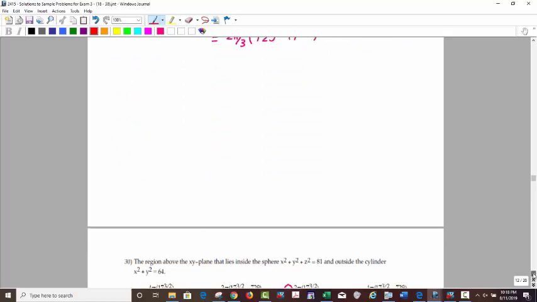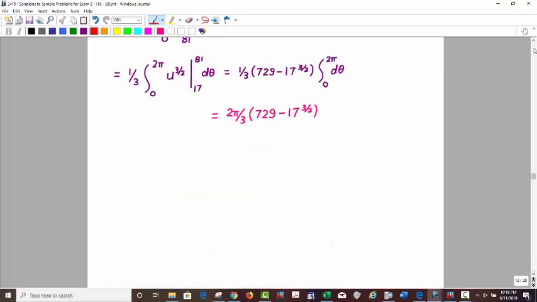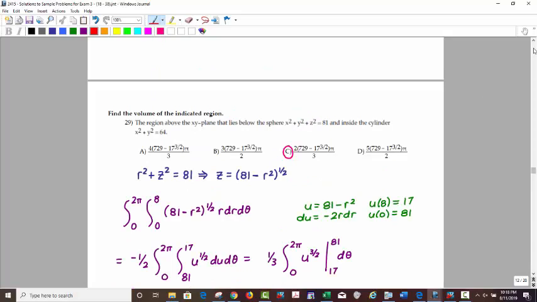Number 30. This is a region that's inside the sphere and outside the cylinder. Similar to the last problem, which was inside the cylinder and below the sphere. These kinds of problems are in my notes, so if you want to see some visuals of what that looks like.